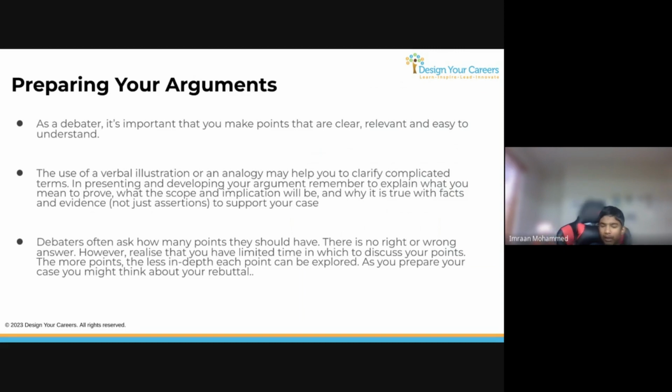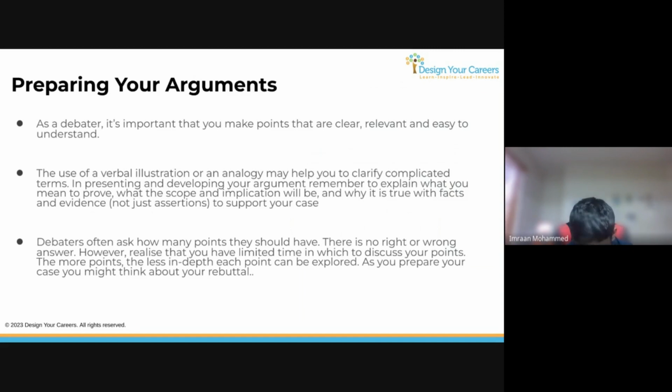If you have clear, relevant points, it's going to be easier for the audience to understand your point of view and make your argument seem easier to understand. For example, you could use verbal illustrations or analogies which compare certain advanced topics to everyday things to help you present and develop your argument and to ensure that the audience understands your topic better.